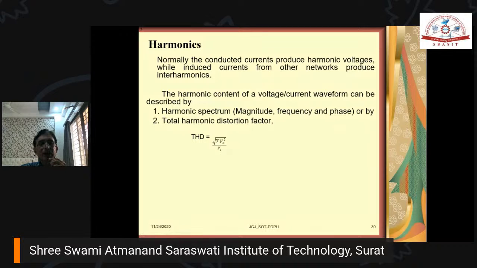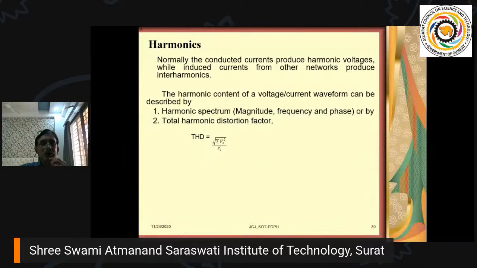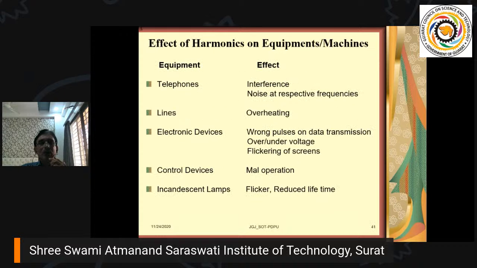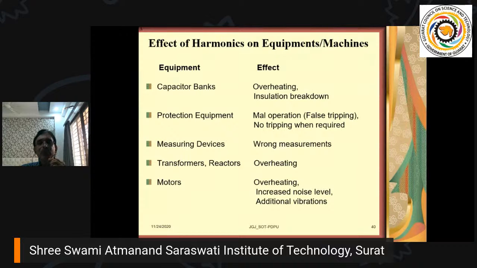Now similarly, we can define the current THD as the square root of the sum of Ih squared divided by I1. So I1 is nothing but the fundamental current waveform, or the magnitude of the fundamental current, and h is the order of the harmonic. So in short, the harmonic content of any voltage or current waveform can be described by the harmonic spectrum or the total harmonic distortion. Now, the IEEE or IEC standards use the term total harmonic distortion, maybe voltage harmonic or current harmonic. Now, what will be the effect of harmonics on the equipment or the machines?